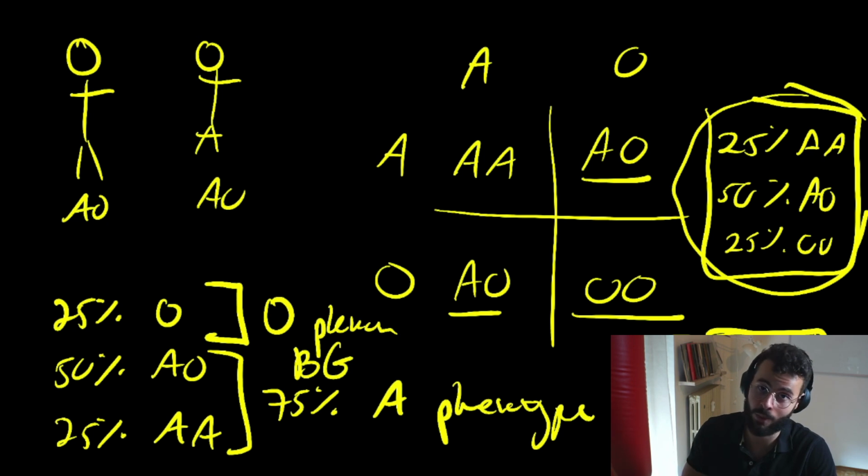This is the difference between the genotype and phenotype, and this is the simple way you do it with the very simple Punnett square.